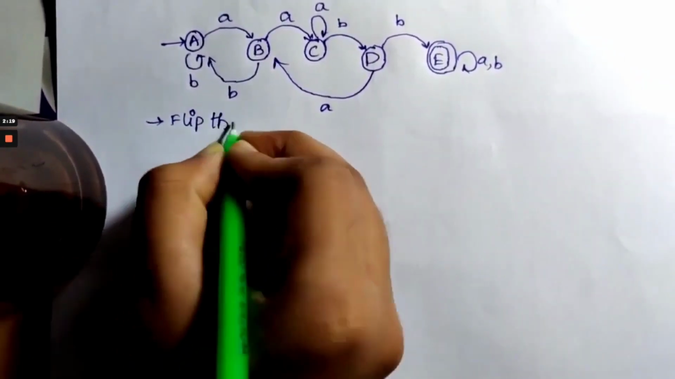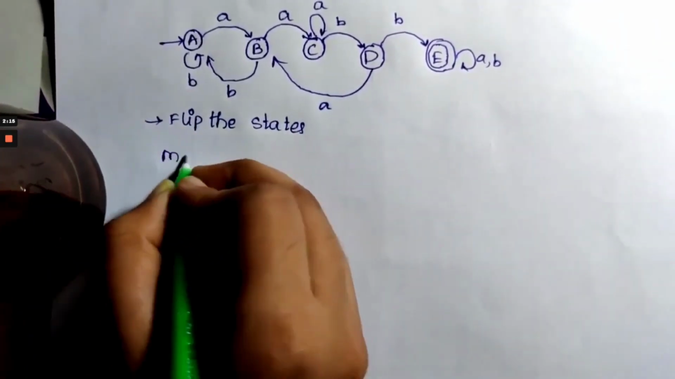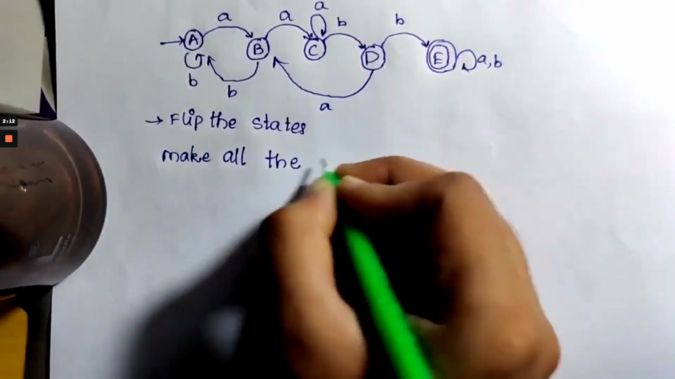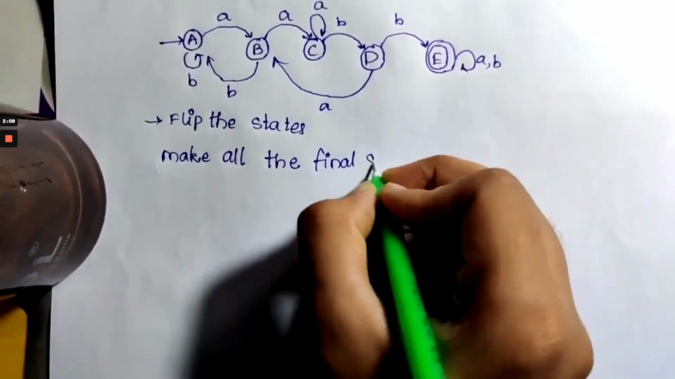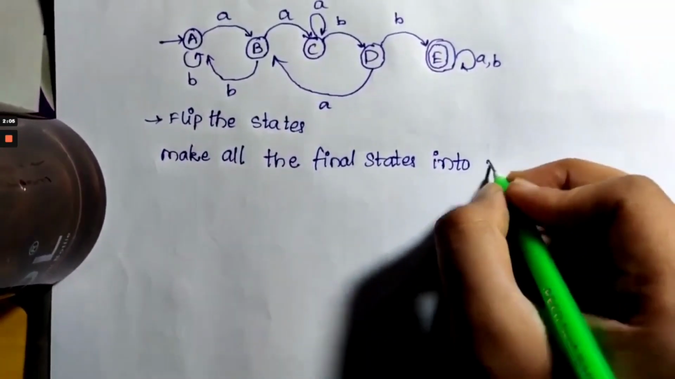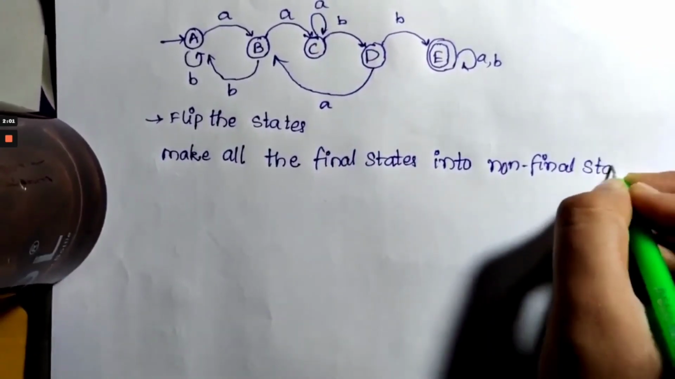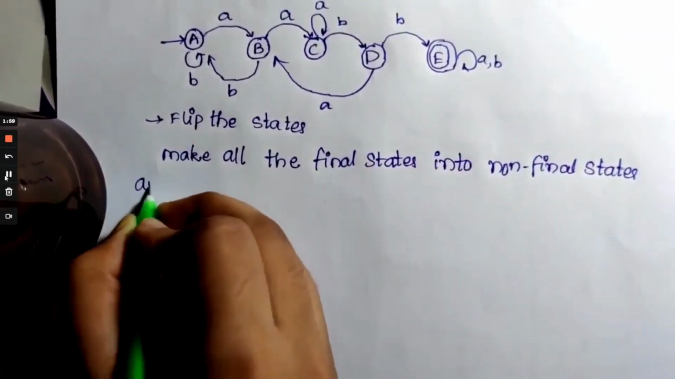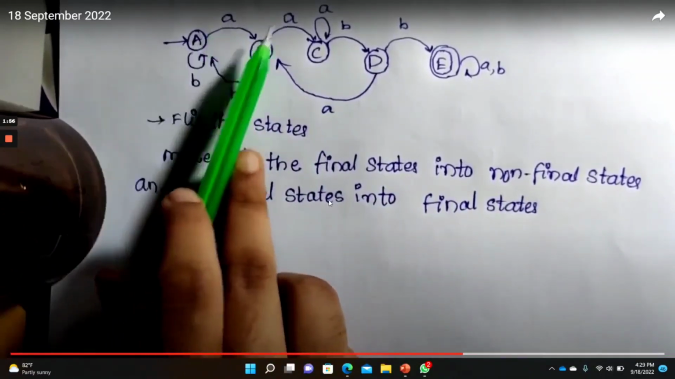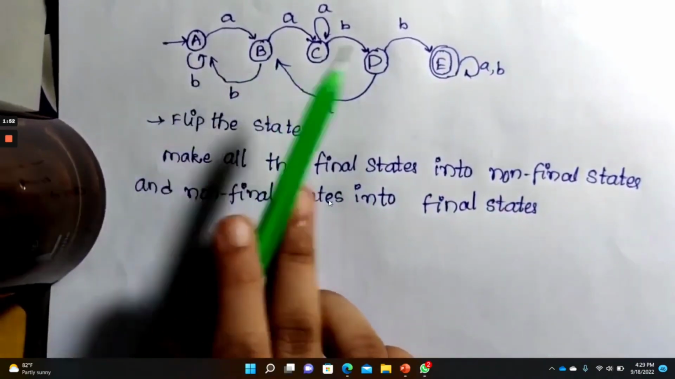For that, we have to flip the states. Flipping means make all final states into non-final states and all the non-final states into final states. So here we should make final states into non-final states and non-final states into final states.